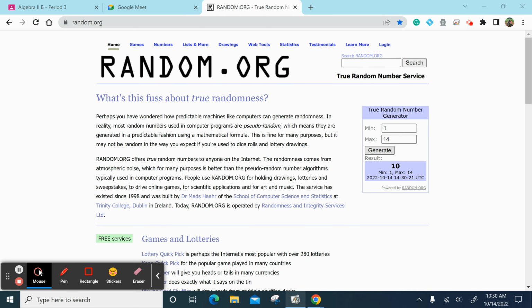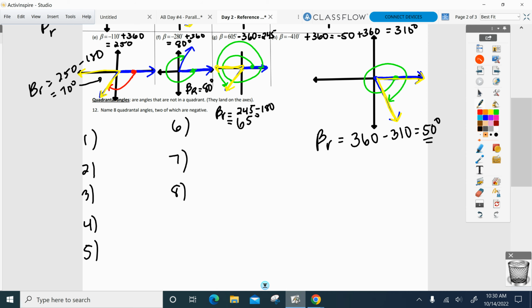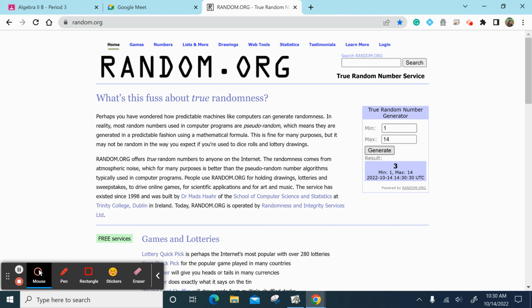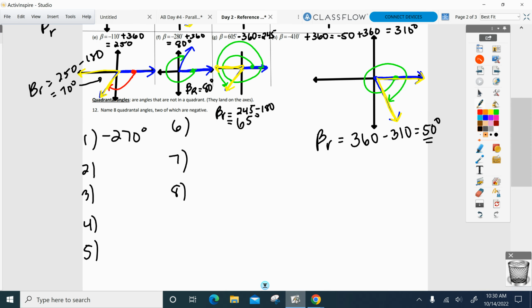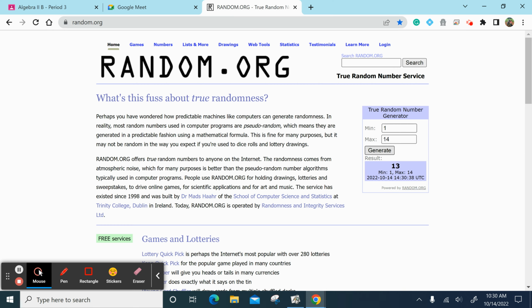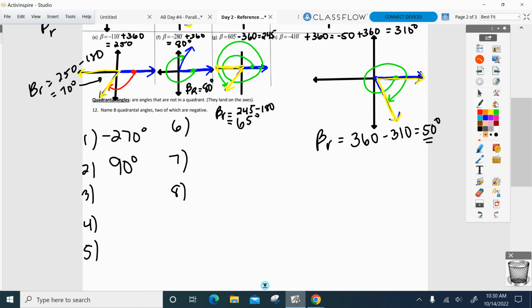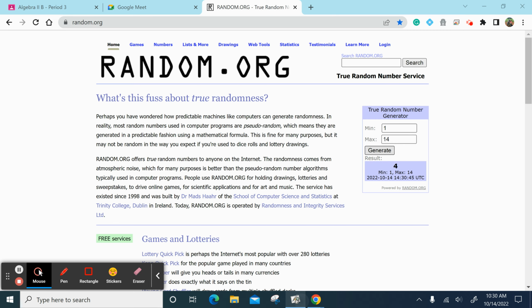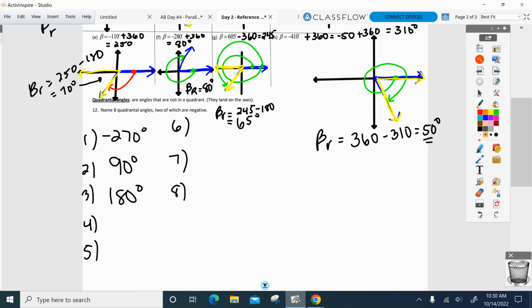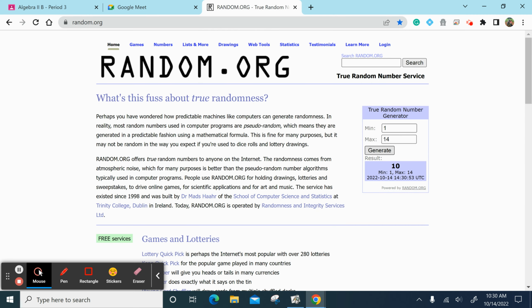Boom, 10. Let's roll. Negative 270. Whoa, kid went negative already. Showing off. Good. 90. That's it, 90. Cut that off. 180. 360. Oh, 360. Did I already have that one? Yeah. Let me know if you already went.